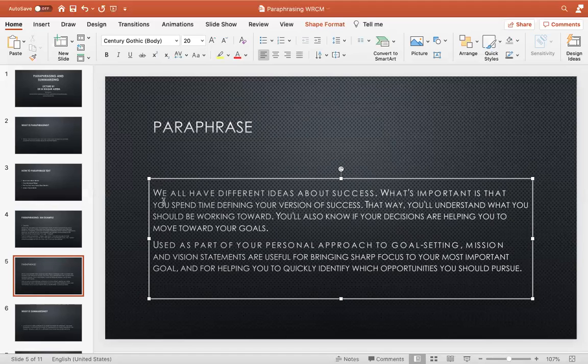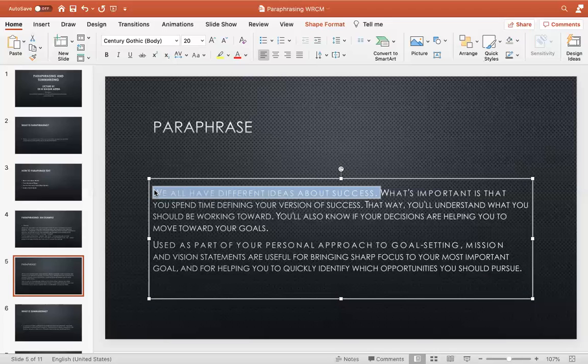Let's read it. We all have different ideas about success. Okay, look at the very first sentence. Did you notice an immediate difference between this sentence and the first sentence in the original text? One obvious difference between both of these sentences is that the first sentence in the previous paragraph was at least 3 lines lengthy, while this sentence in this paragraph is just half the line lengthy. So look at the length of the sentence. Okay. So what does that tell us?